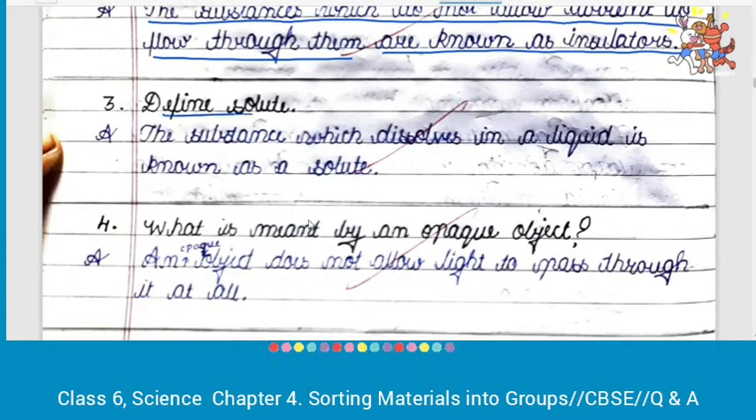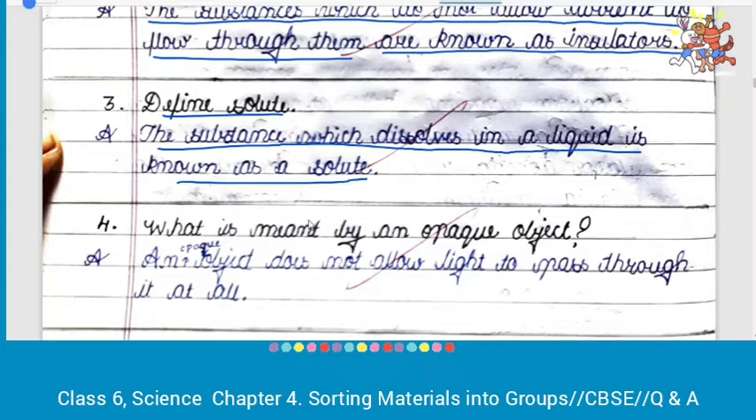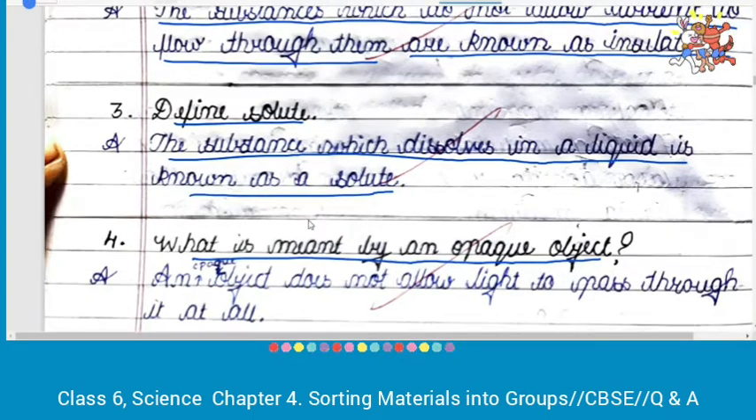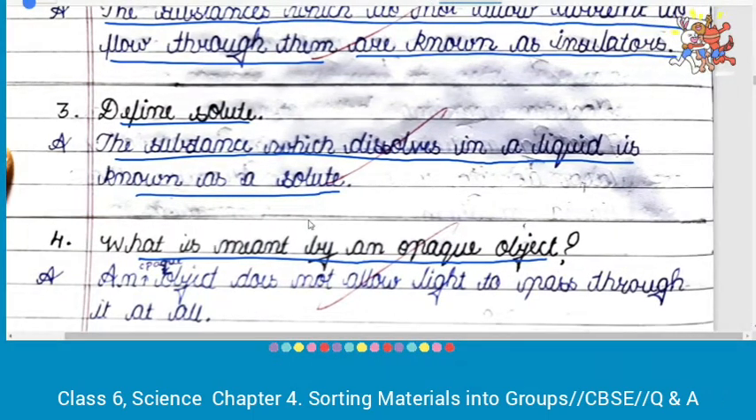Define solute. The substance which dissolves in a liquid is known as solute. What is meant by an opaque object? An opaque object does not allow light to pass through it at all.